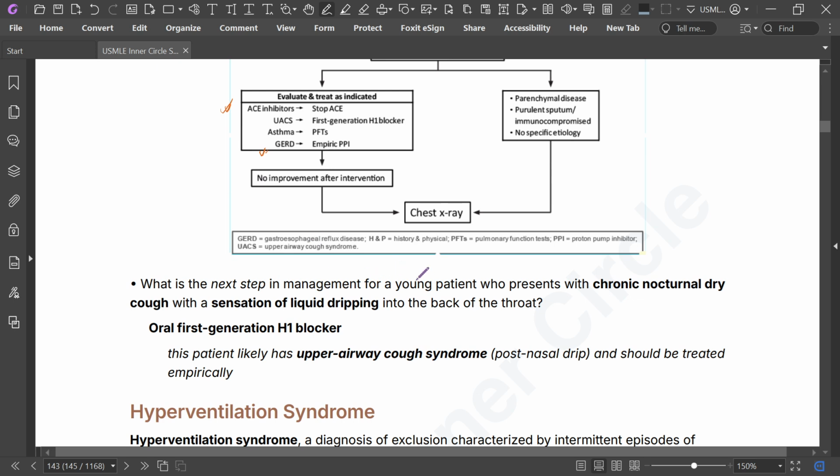What is the next step in management for a young patient who presents with chronic nocturnal dry cough with a sensation of liquid dripping into the back of the throat? Oral first generation H1 blocker should be given. This patient has upper airway cough syndrome, postnasal drip, and should be treated empirically.